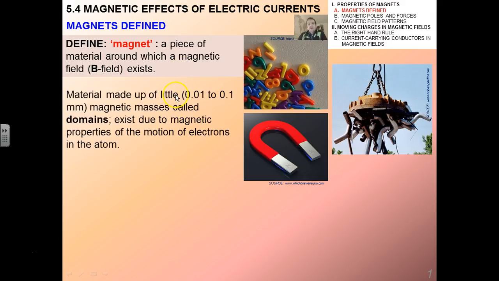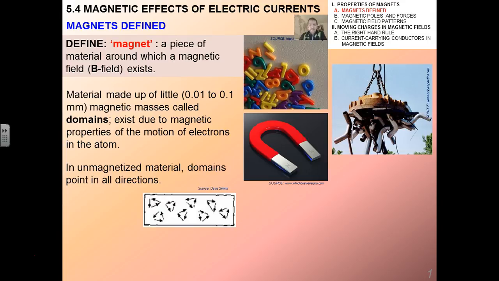I'm going to talk a little bit about what are called magnetic domains. This is not necessarily part of the IB curriculum, but everyone always asks, what is it that makes a piece of metal magnetic? How does a magnet actually work? So I'm going to spend a little bit of time talking about something called domains. Something that is magnetic is made up of a material, typically a metal. It's made up of little tiny magnetic masses on the molecular level called domains, and they exist due to the magnetic properties of the motion of electrons in the atom and different shells around the nucleus, okay?